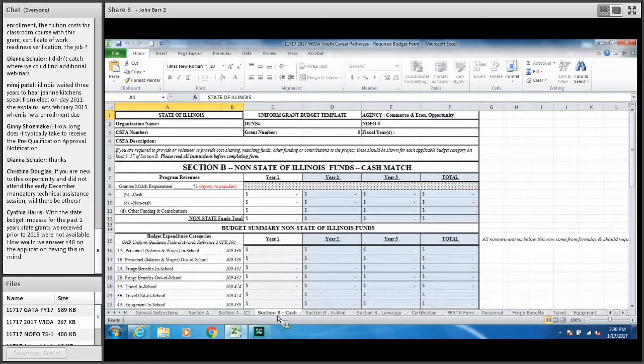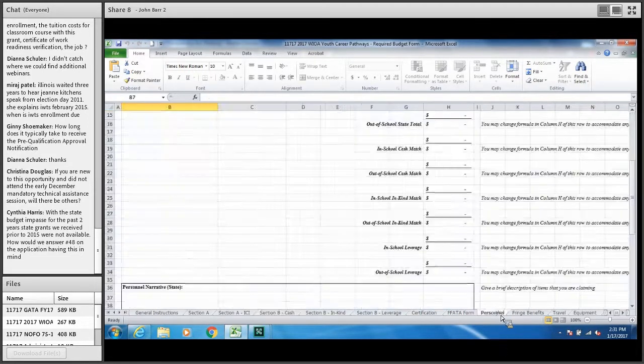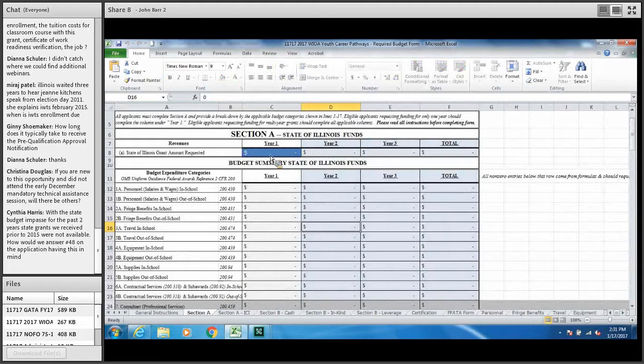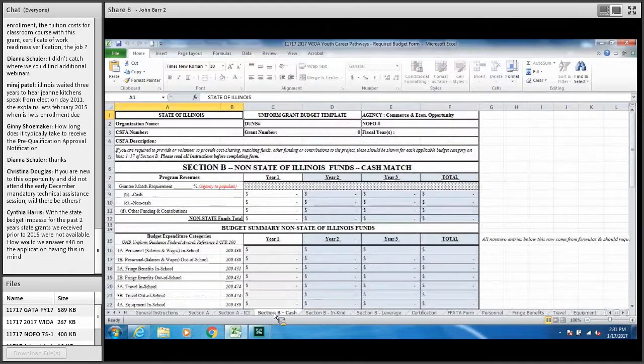Section B is a summary of the cash matching funds. But again, this should pre-populate from the specific line items. So you'll see this is Section A, that's your grant funds. Section B is your cash match. Section B in kind is your in-kind match, and Section B leveraged is the leverage funds.